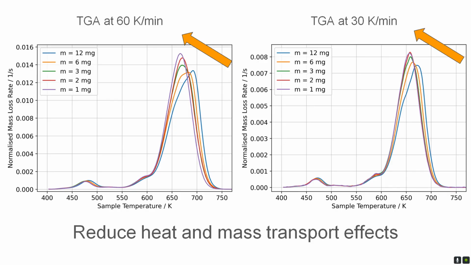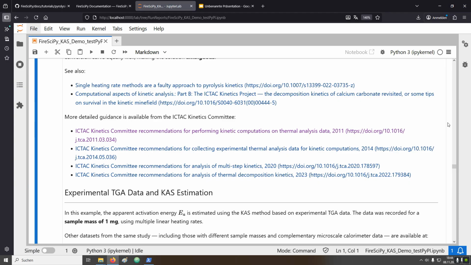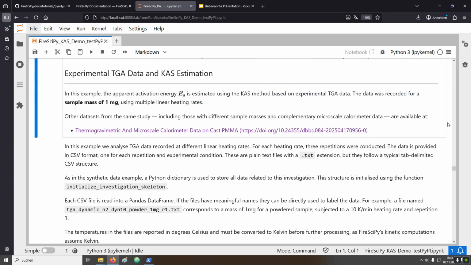This procedure is based on the ICTAC recommendations. When you write an article or your thesis, you should provide a plot like the one on the right hand side in support of your choice of the sample mass. Further information is also provided in the ICTAC recommendations linked below. Now on to determining the activation energies.